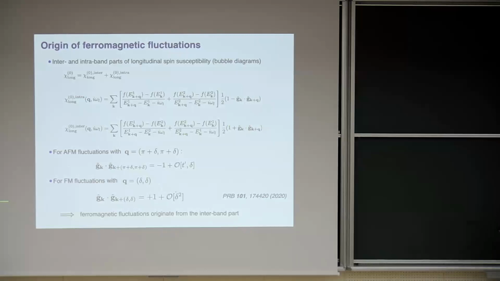Now, if we look at antiferromagnetic fluctuations, that means this chi should be peaked at P or around P, so P plus delta. Then we can expand this factor from the spin-orbit coupling, and we find that it's to leading order -1, whereas for ferromagnetic fluctuations, this term should be to leading order +1. So combining this, we can conclude that the ferromagnetic fluctuations originate from the interband part, whereas the antiferromagnetic fluctuations originate from the intraband part.